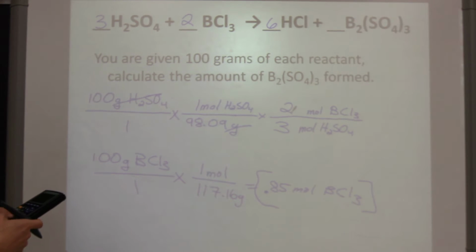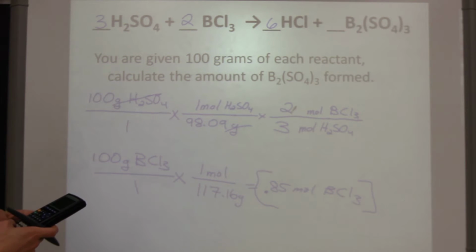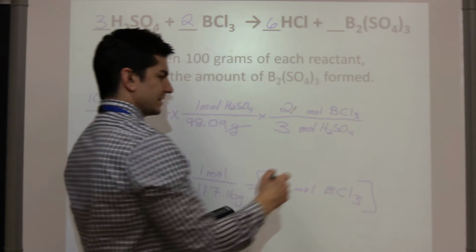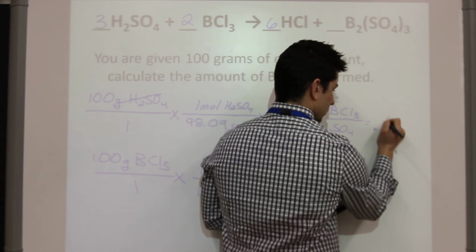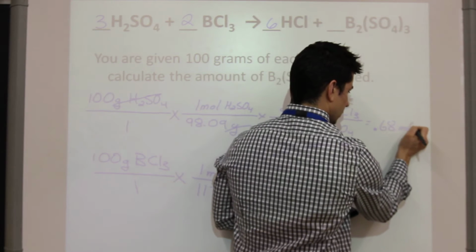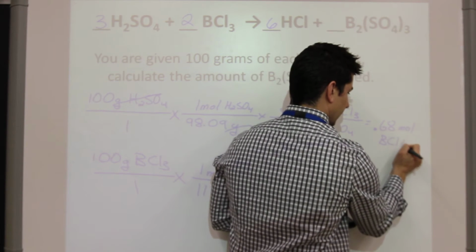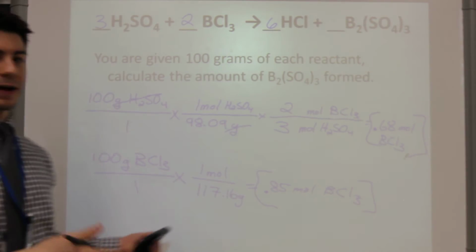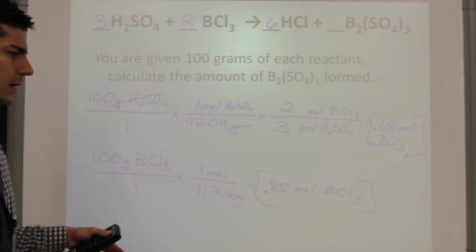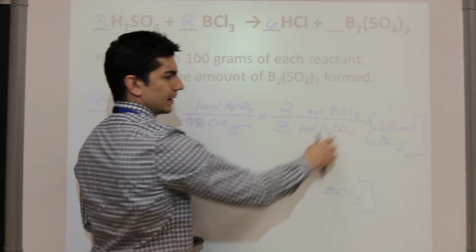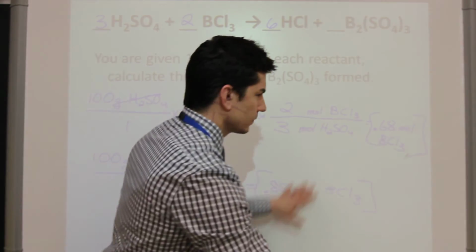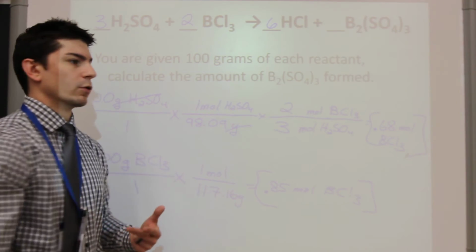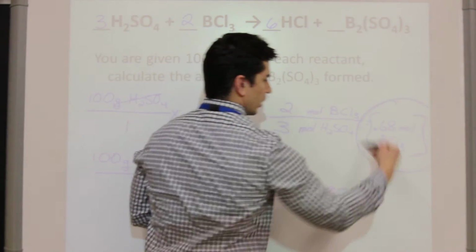So now we have all that done, and we could put in our calculator 100 times 2 divided by 98.09 times 3, and we get 0.68 moles of BCl3. So we did all this to figure out which one is limiting, and we haven't really gone over which one's limiting yet, but we got the numbers to determine that. So on the top one, it's 0.68, bottom one is 0.85.